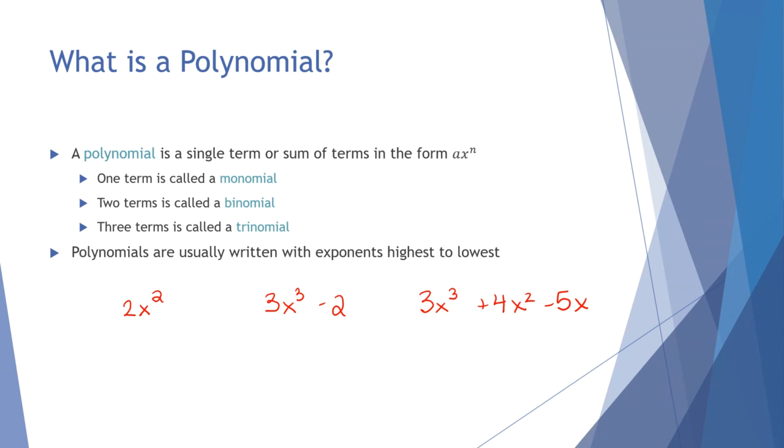If you have your variable in the denominator, it is not a polynomial because that's not in the correct form. If your variable has an exponent that is a negative or a fraction, that is not considered a polynomial either. If there's a square root and a variable is inside the square root, that's not a polynomial. So there's a very specific form to things that are polynomials.